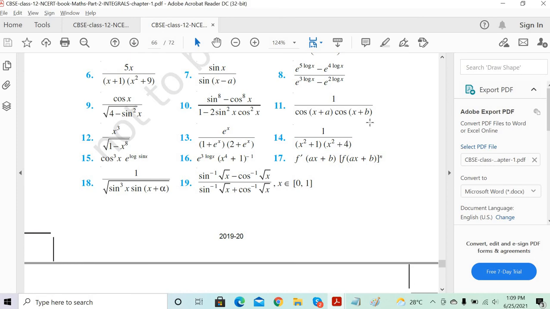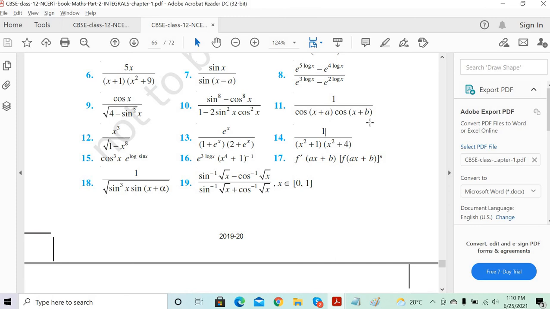The 15th one is different, so let's do the 15th one. You use the same form. This is also easy actually. e to the log sin x will become sin x only, then everything is same only. You don't have to do that part. The 16th one also looks easy. Sir, the 16th one is also easy. You don't have to do it.